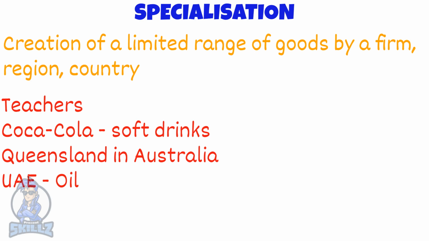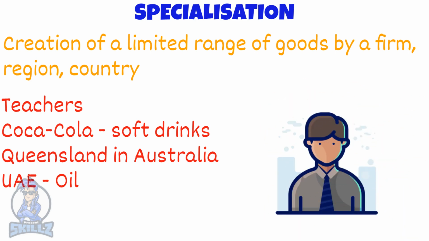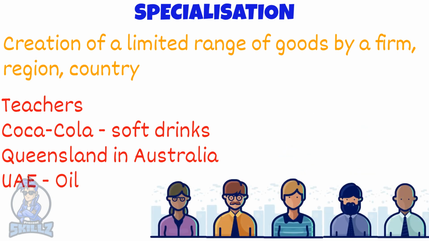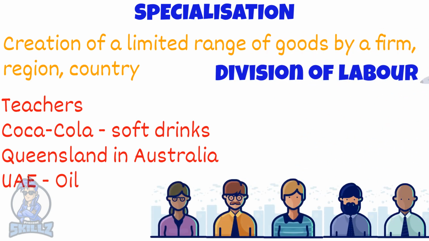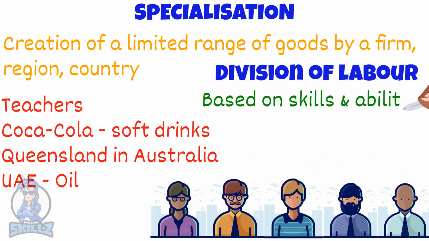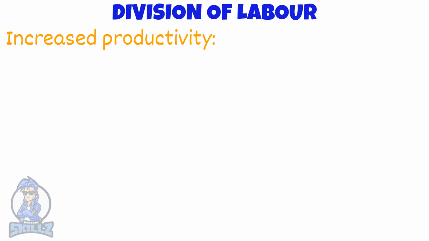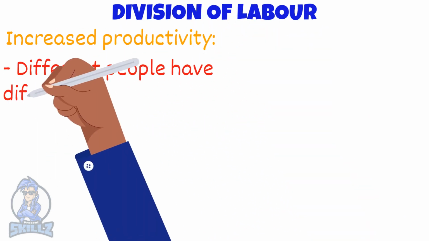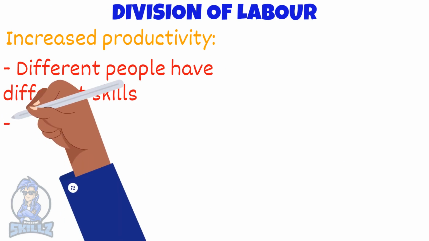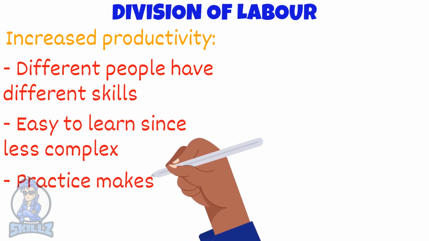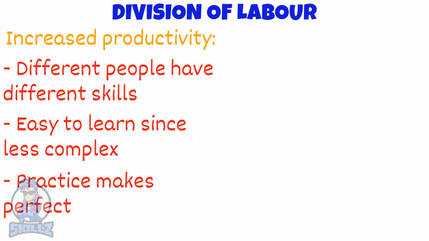In firms, a process that is usually done by one person is broken down, and each worker focuses on a specific task. This is division of labor and is often separated into the skills and abilities of each worker. Division of labor increases productivity. Since different people have different skills and personalities, work becomes easier to learn since it is less complex, and practice makes perfect. So workers' skills will improve when they do the same task over and over again.